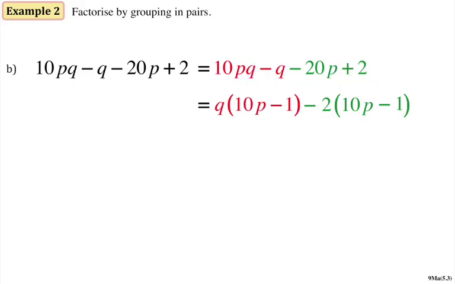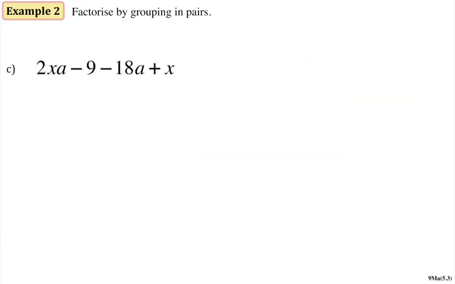So now if I have a look at the question, 10p take 1 is in that bracket, 10p take 1 is in that bracket, common bracket. Write down the common bracket. And in my second bracket, what are the leftover bits? Q take 2. And if I expanded those brackets out, I would end up with the question. That's factorized by grouping in pairs.